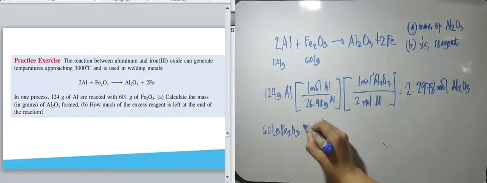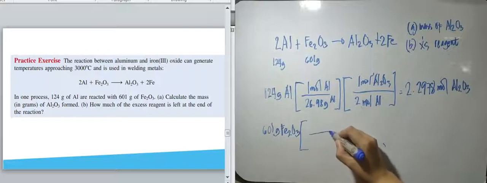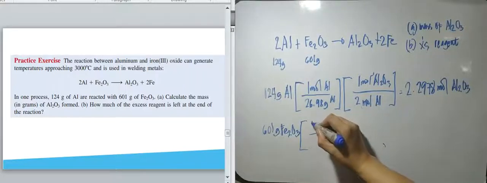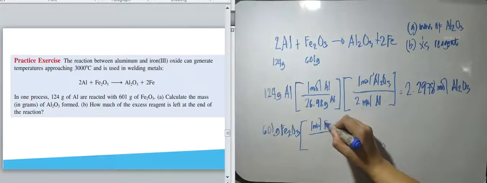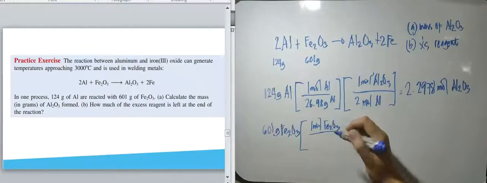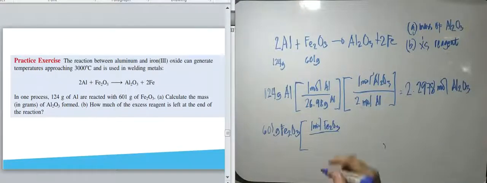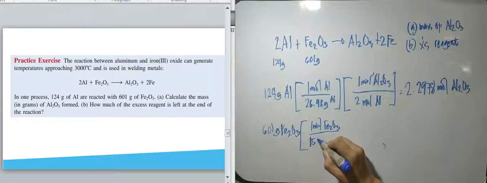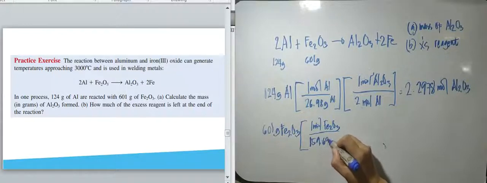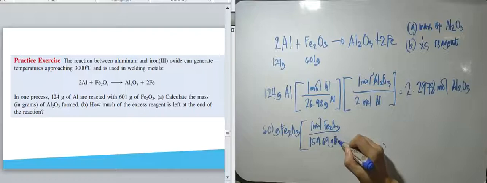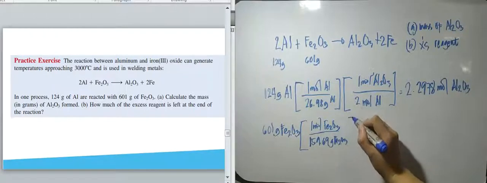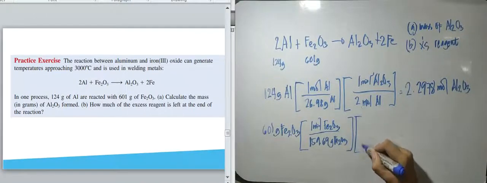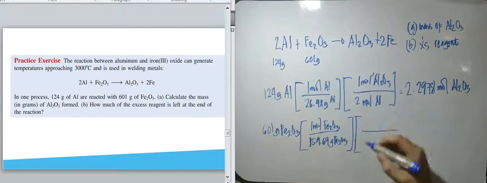Okay. So we'll now check the ferric oxide, Fe2O3. In 1 mole of Fe2O3, we have 159.69 grams. And we have a 1:1 ratio.